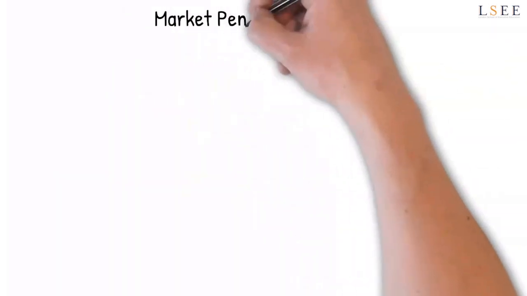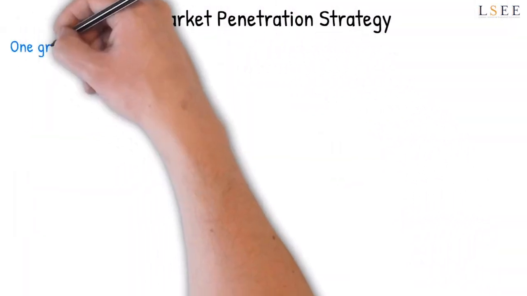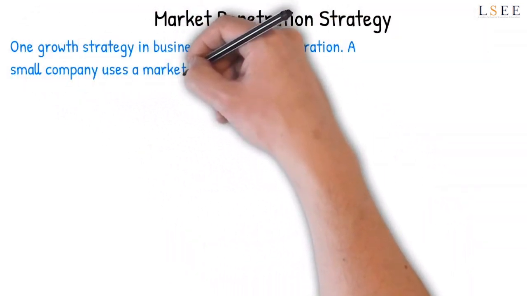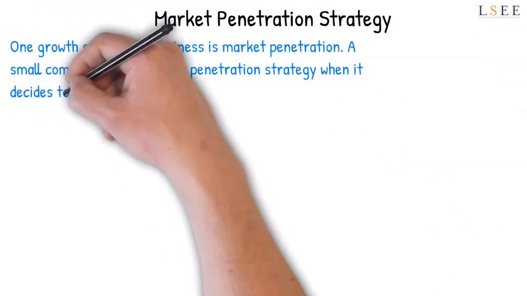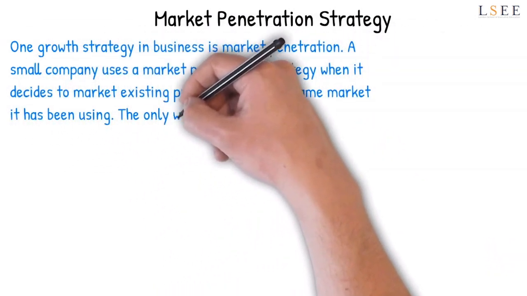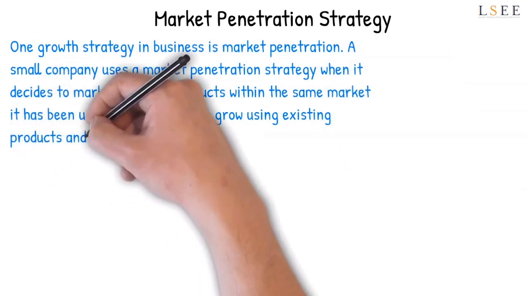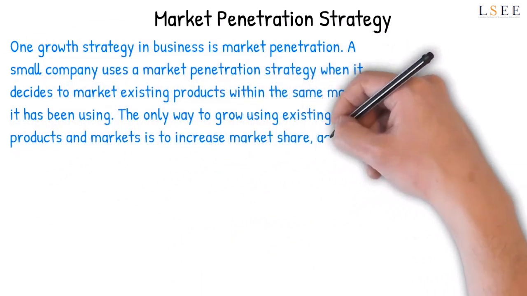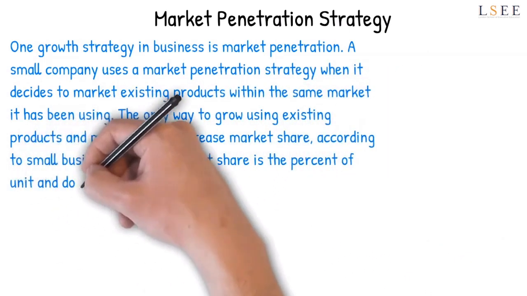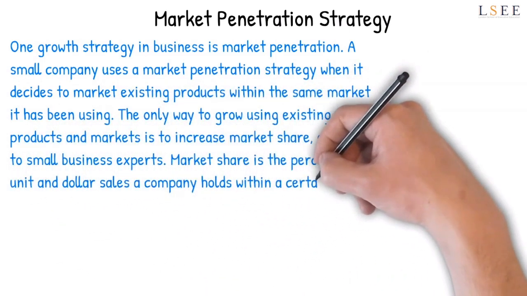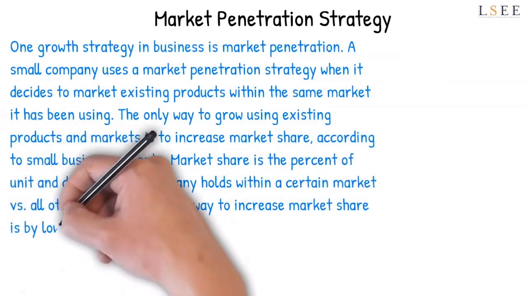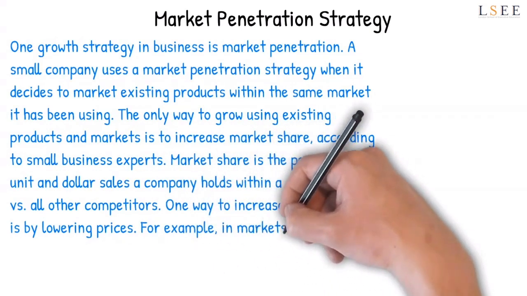Market penetration strategy. One growth strategy in business is market penetration. A small company uses a market penetration strategy when it decides to market existing products within the same market it has been using. The only way to grow using existing products and markets is to increase market share, according to small business experts. Market share is the percent of unit and dollar sales a company holds within a certain market versus all other competitors. One way to increase market share is by lowering prices.